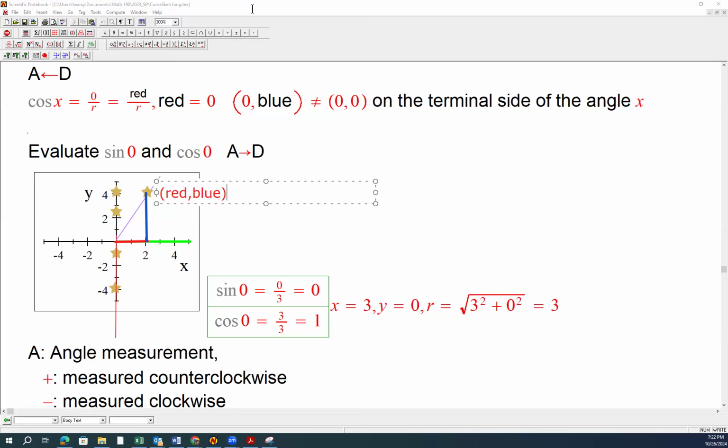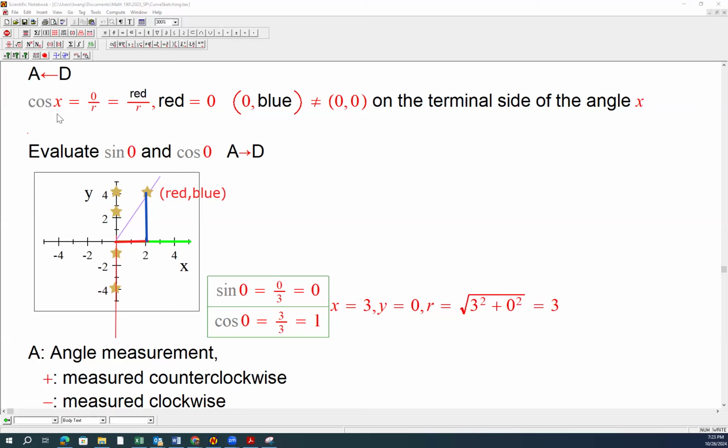Okay, so the definition for cosine would be red divided by r, and r equals the square root of red squared plus blue squared. All right. I hope I made that clear. So let me write it down.